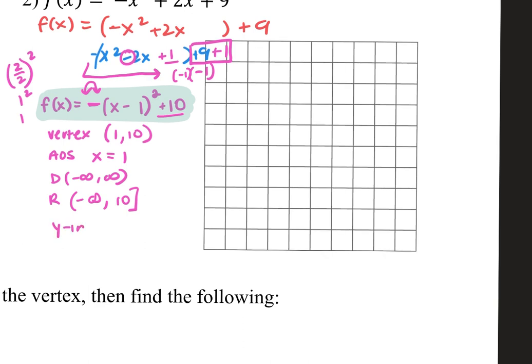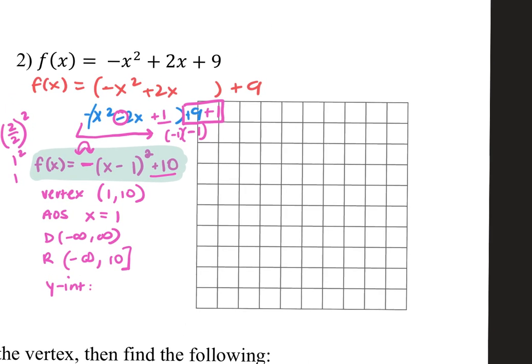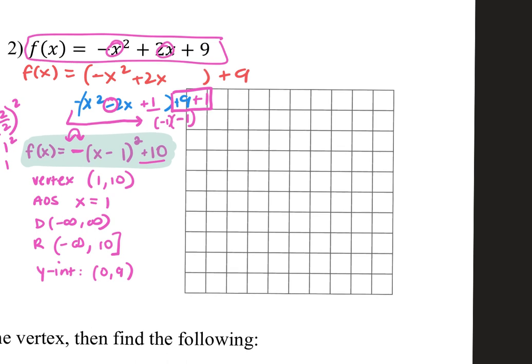My y-intercept, I want to go back to my initial equation, zero out the x's, and I get 9. And I'd start by plotting that. 1, 10, if I go by 2's on this graph, would be here. And my y-intercept being 0, 9 is here. I know this points down, so this is also going to have x-intercepts.